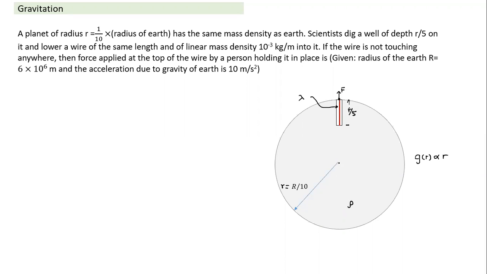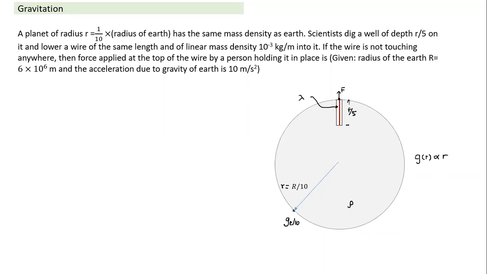For this planet also, since the density remains the same, the radius is 1/10. On the surface, gravitational acceleration will be equal to g on the Earth's surface divided by 10. That's the first thing you need to understand here. This is equivalent to a solid Earth from which a central part of radius r by 10 has been cut and removed.